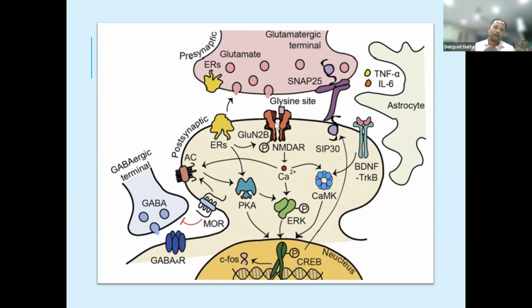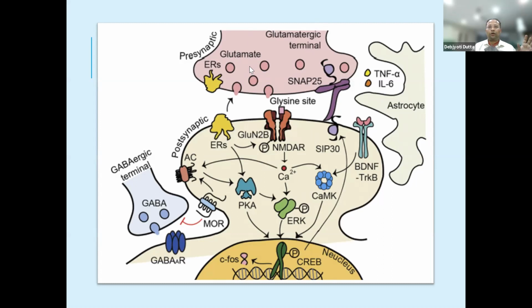Okay, so that is the normal pathway. Now there are some excitatory transmitters. Glutamate is one excitatory transmitter. There is another transmitter called substance P, that is also an excitatory transmitter, and there are some receptors for glutamate. One receptor is NMDA, another is AMPA. So these types of receptors are there.